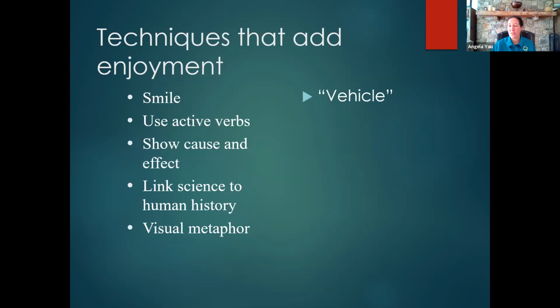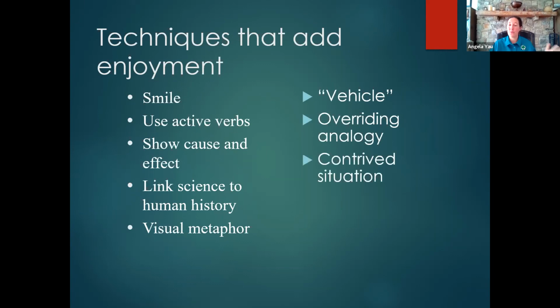Also, maybe having a vehicle. So that is something that's helping you to connect to the resource and show the story, something that's carrying the story. Or maybe this overriding analogy, like you've got some kind of parallel story that you're using to create that overall idea. We also might use something like a contrived situation. So I might say, imagine that you're in this place and you have to grow the food for your family for the next year. And here you have this much space to do it. What would you do? How are you going to solve this situation?